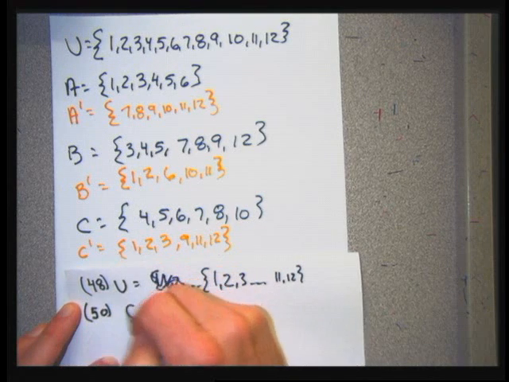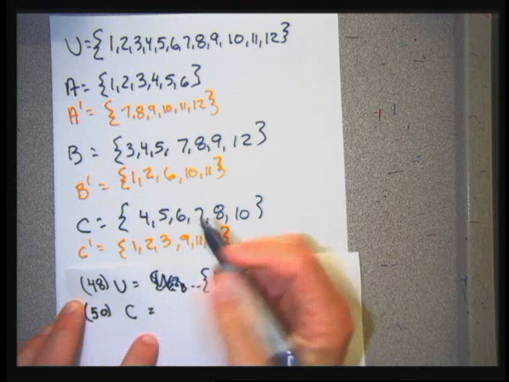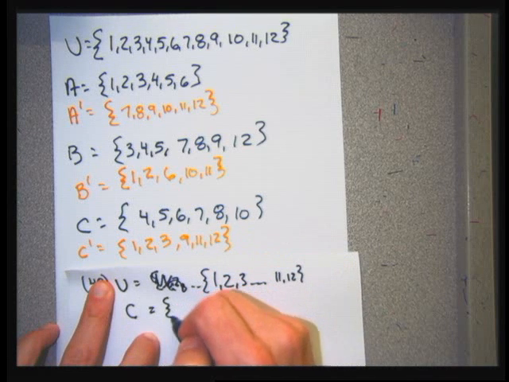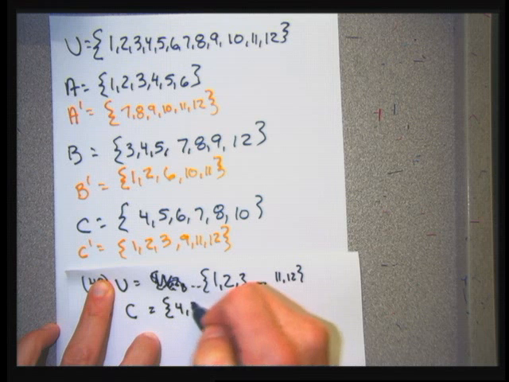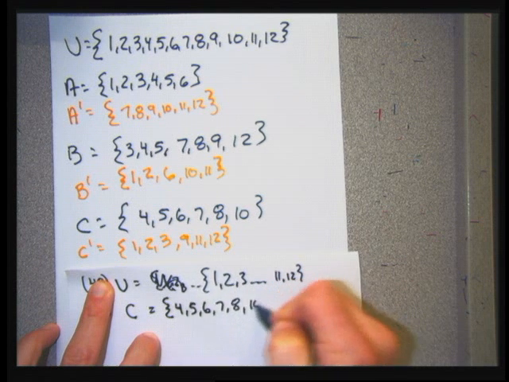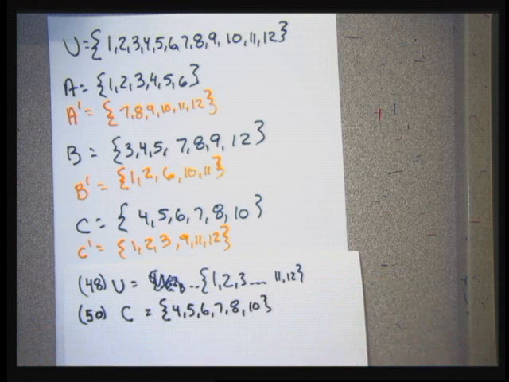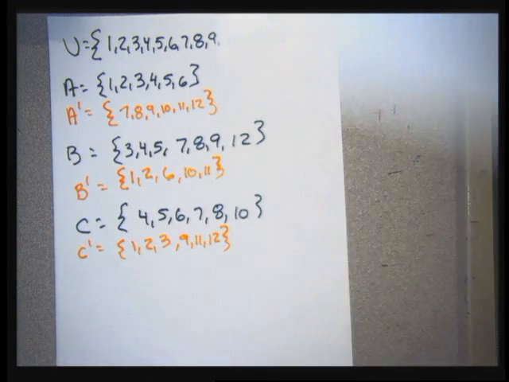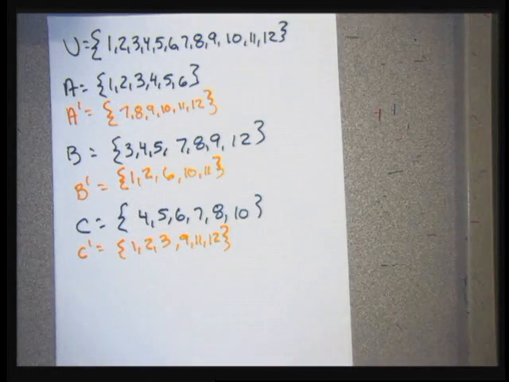50 asks me to write set C. That's any number in the C circle, and I have C written right above me, so I'm just going to copy it. 4, 5, 6, 7, 8, and 10. So those are the friendly ones. The rest of the problems, 52, 53, 56, 57, and 60, all require a little more effort than that because they're intersecting or unioning multiple sets.